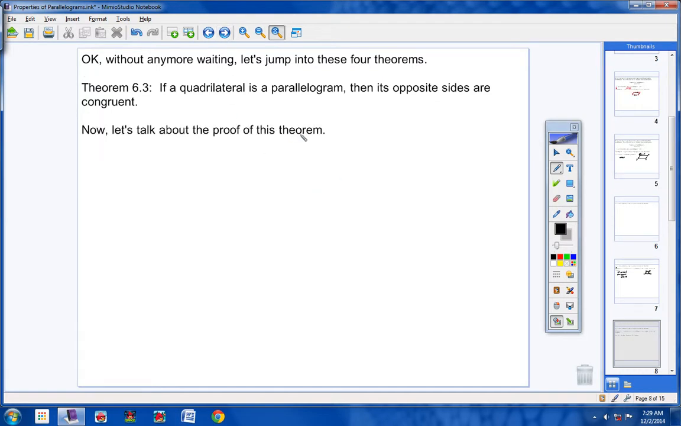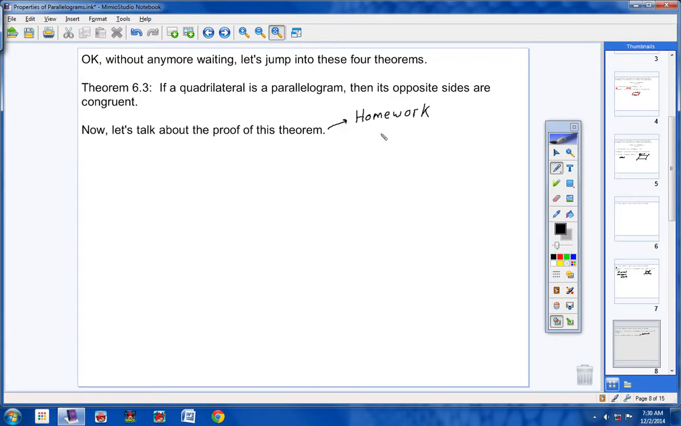Now let's talk about the proof of this theorem. It's real simple. You need to know it. And I'm not going to do it for you, but that's okay. You're going to do this proof in your homework tonight. So if you get stuck on it, watch the video. All four of these proofs are really simple, and I want you to know all four of them.